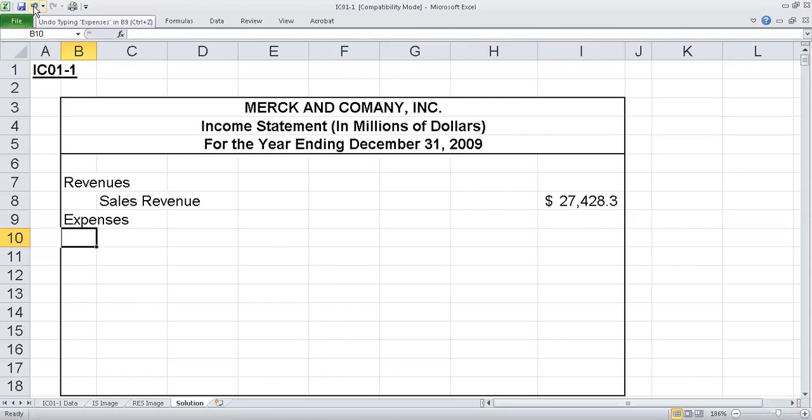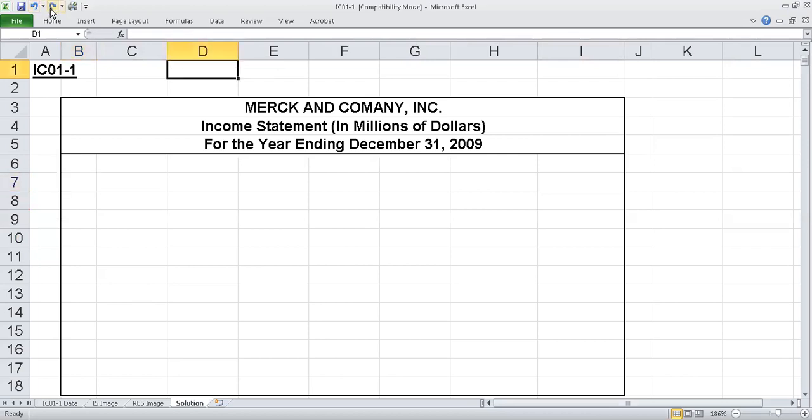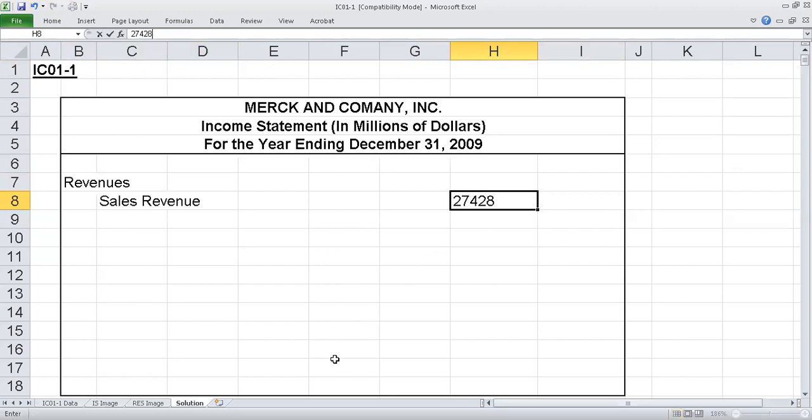But for our example, we do have the two revenues. Okay, I guess I can't get back to what I had before. So I have to redo a little bit of work. 27,428.3. And other revenue. $11,147.7.